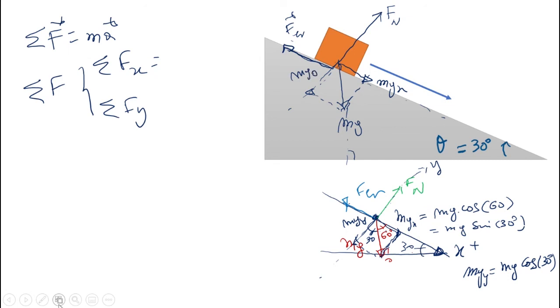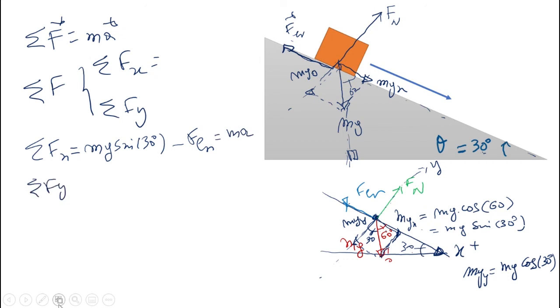We said this angle, if this is 30, if I take this triangle, this 30, this 90, because we know mg is perpendicular to the ground, this angle should be 60 degrees. So this is what we say. mgx is mg cosine of 60. Now we go to our equation. Sigma Fx is mgx, which is mg sine of 30 degrees minus friction force equals the mass times acceleration.